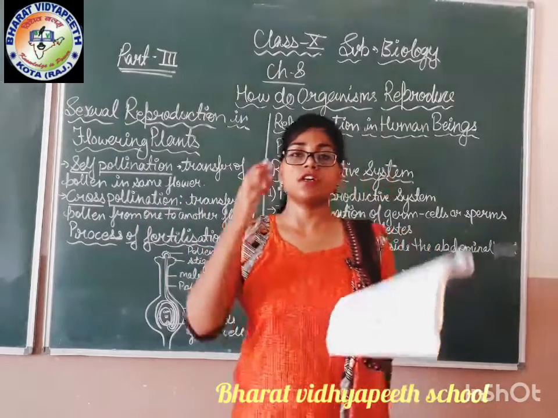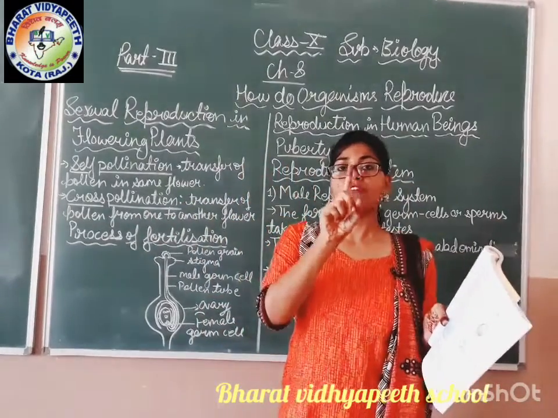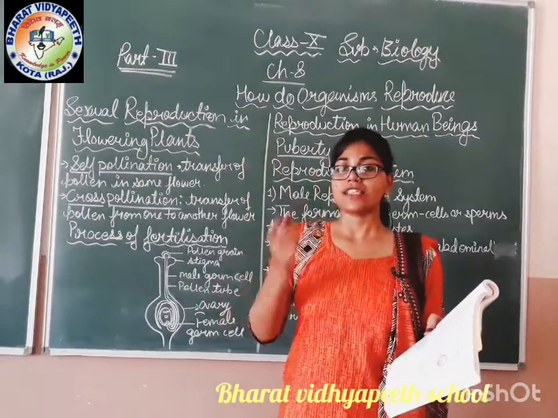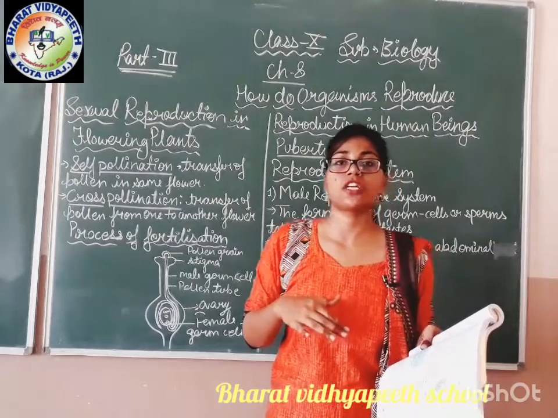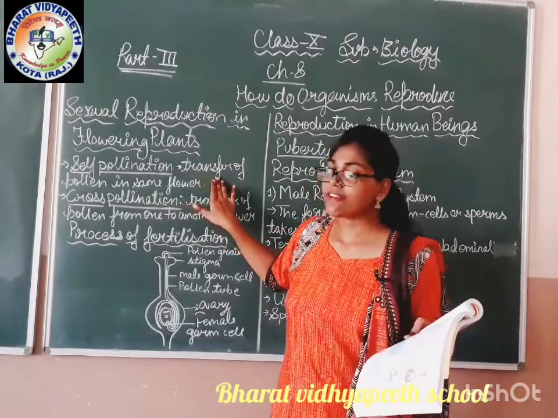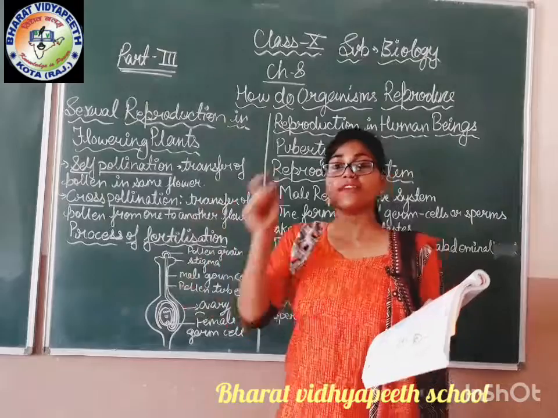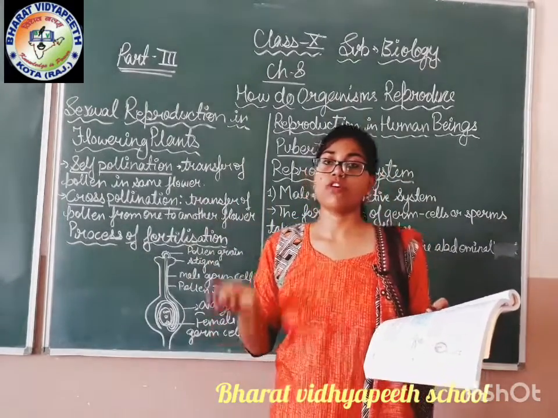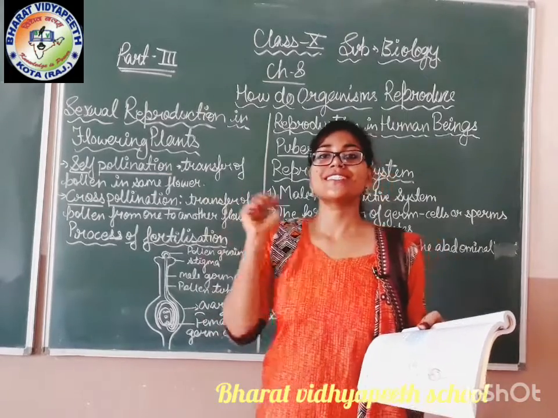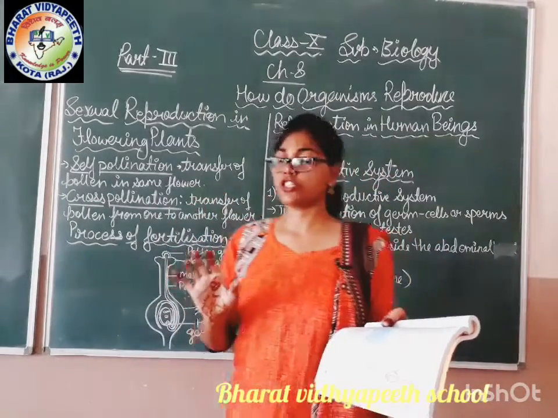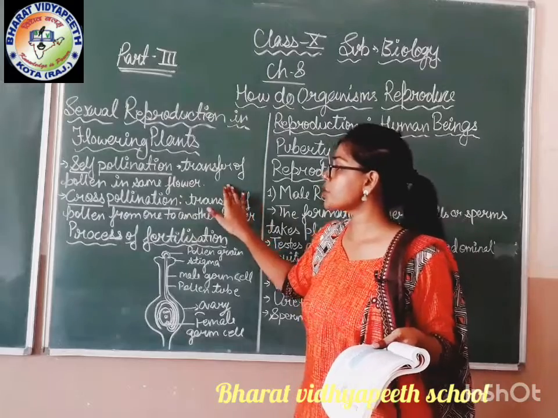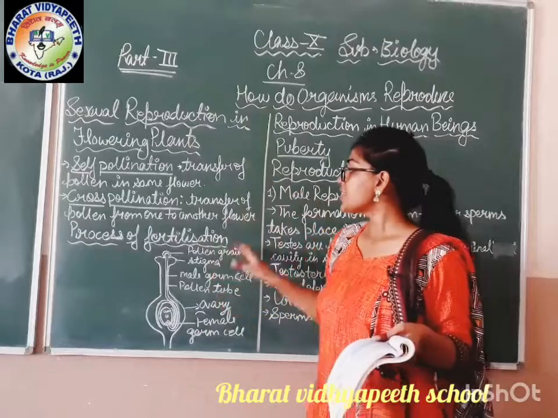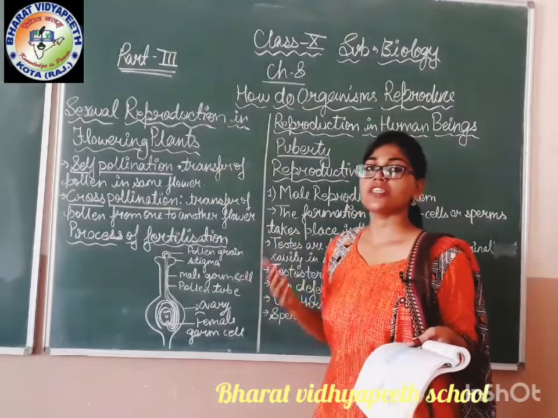Suppose we have one full plant in which one flower has its own pollen grain and it transfers that pollen grain to itself. That process of pollen transferring to itself is known as self pollination. But when the pollen grain of one flower is transferred to another flower in the same plant, it is known as cross pollination. After cross pollination, when pollen has been transferred from one flower to the stigma, the process of fertilization starts.